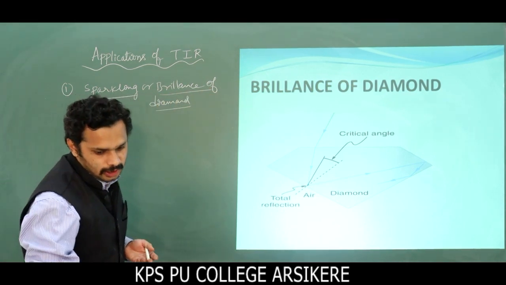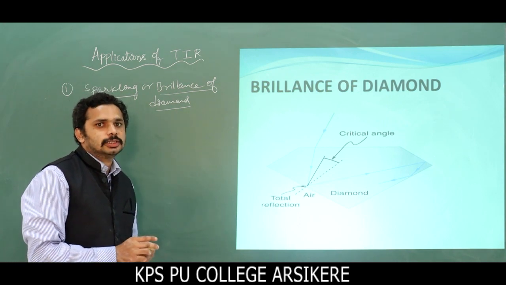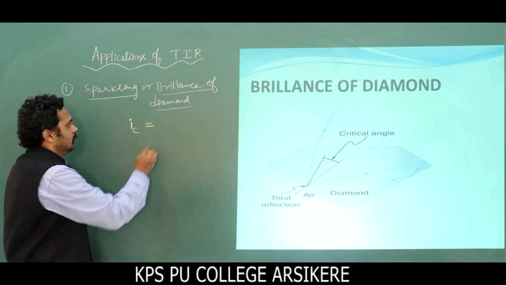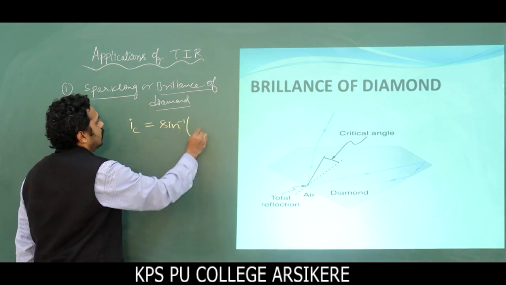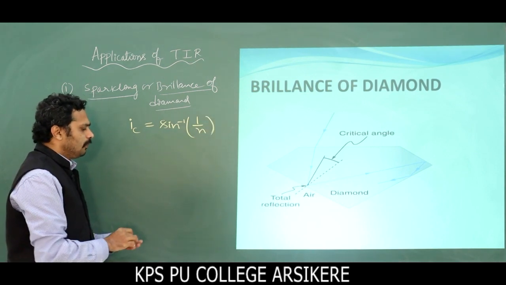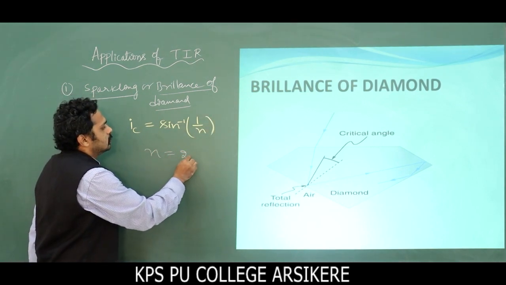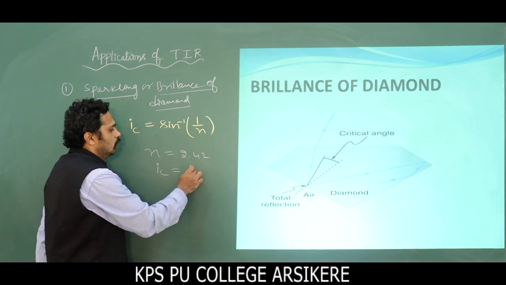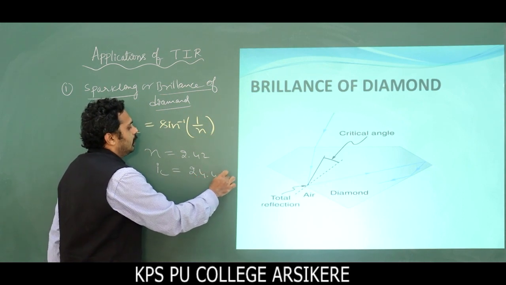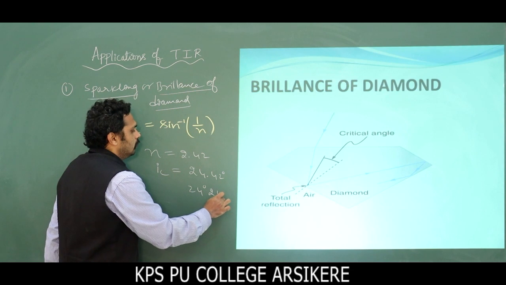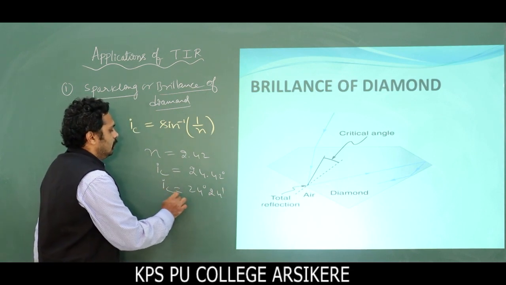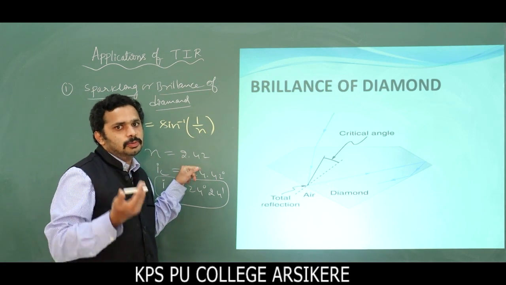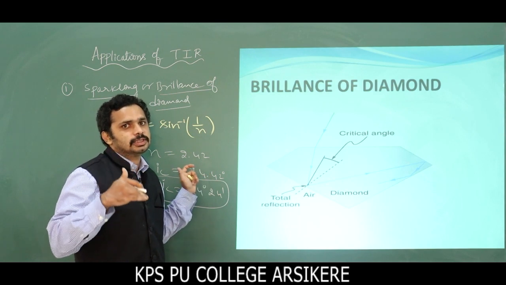Here we are using the refractive index and critical angle. The relation between critical angle and refractive index is the critical angle equals sine inverse of 1 by n. The refractive index of diamond is 2.42 and the critical angle of diamond with respect to air is 24.42 degrees, or 24 degrees 24 minutes. This is important: if the critical angle is less, the refractive index is more. If the refractive index is more, the speed of light in that medium is less.